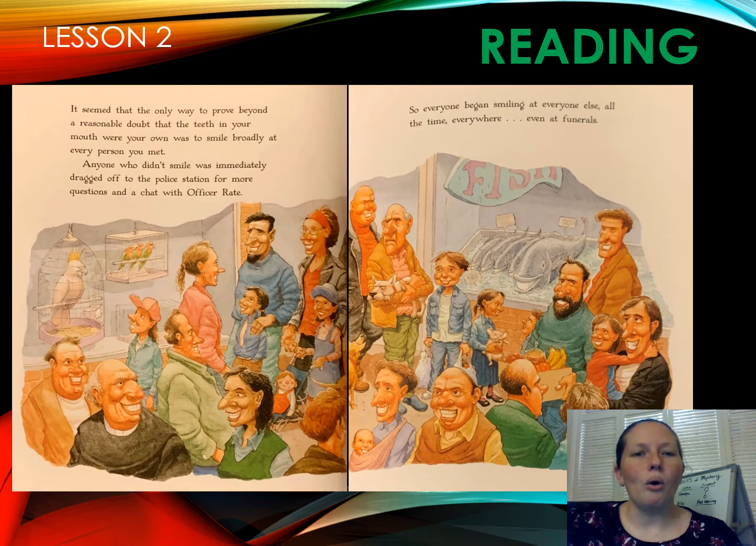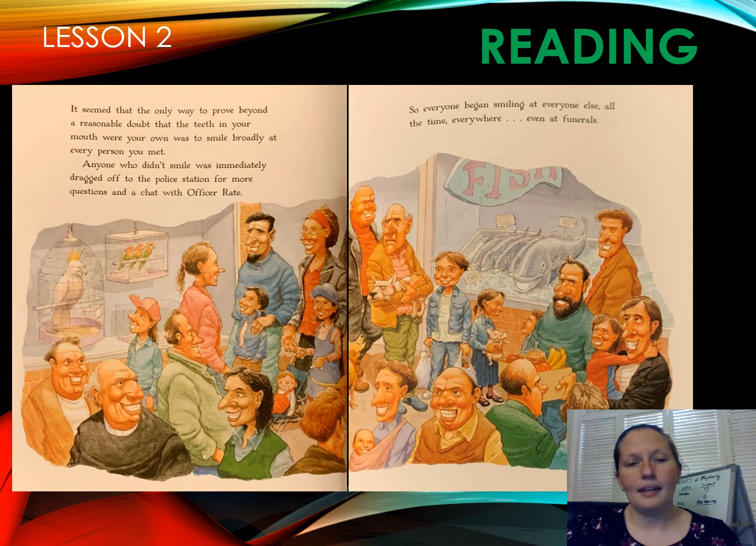It seemed that the only way to prove beyond a reasonable doubt that the teeth in your mouth were your own was to smile broadly at every person you met. Anyone who didn't smile was immediately dragged off to the police station for more questions and a chat with Officer Rate. So everyone began smiling at everyone else, all the time, everywhere, even funerals.